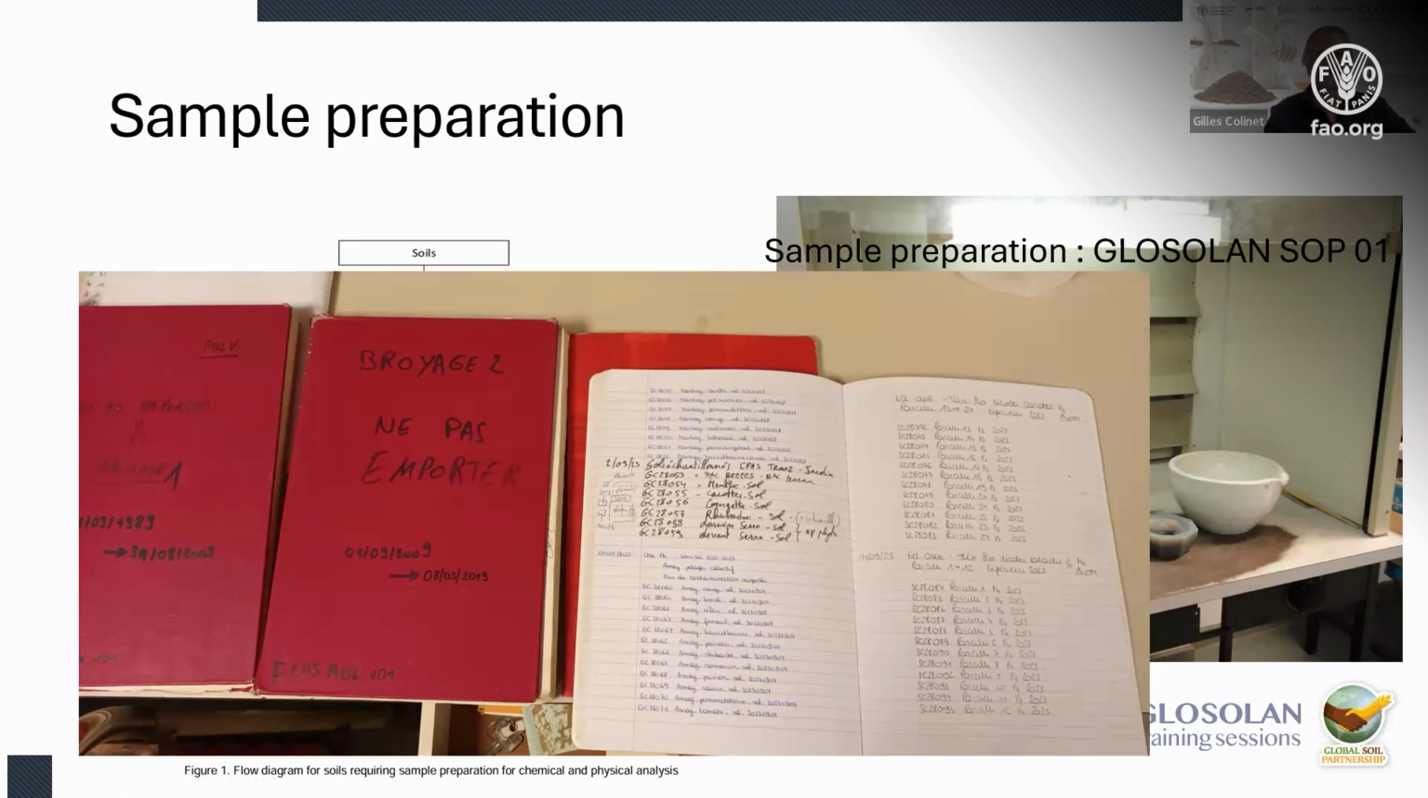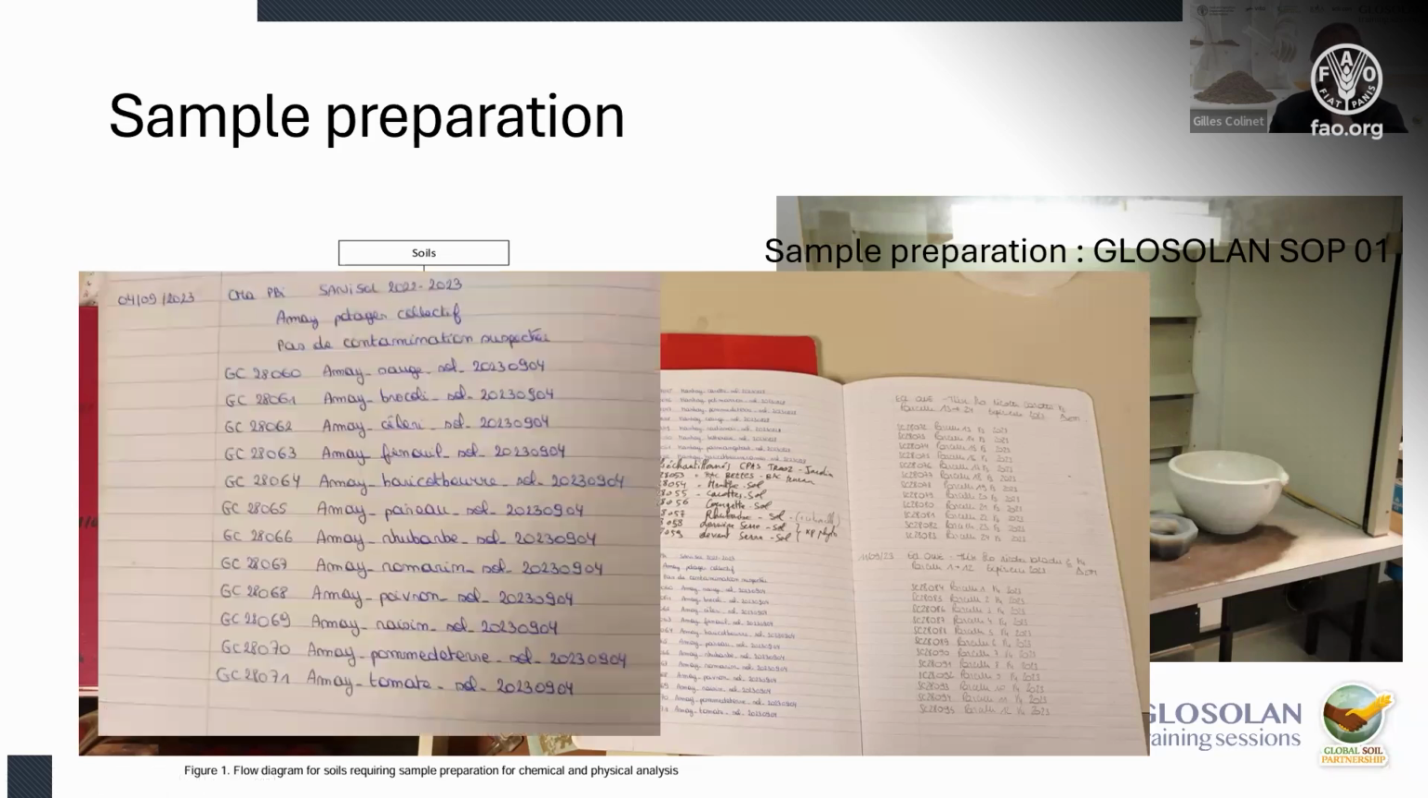Here you have an example of our book of samples. So we began this book in 1989, and now we are in 2024, and we have more than 30,000 samples that have been entered. Here is an example from last year.